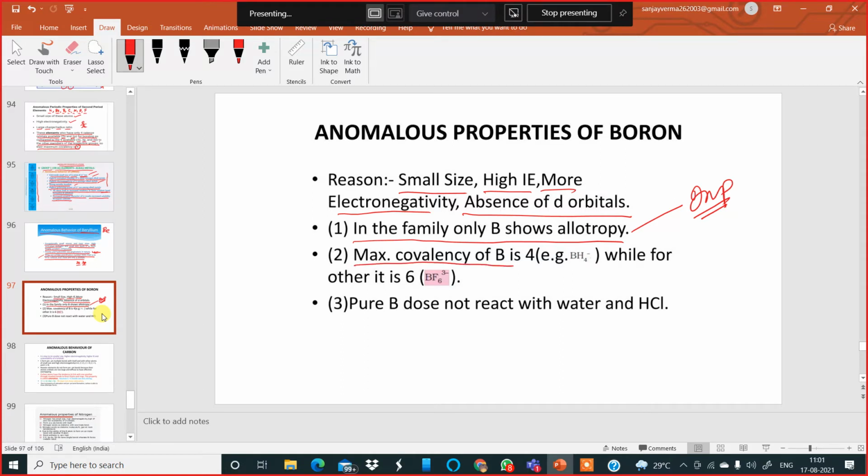Maximum covalency of boron is 4, while for others it is 6. So maximum covalency is 4 because available orbitals are 2s and 2p only. Pure boron does not react with water and HCl. Remember this also. If we take pure boron, it does not react with water or dilute hydrochloric acid. So that was boron.